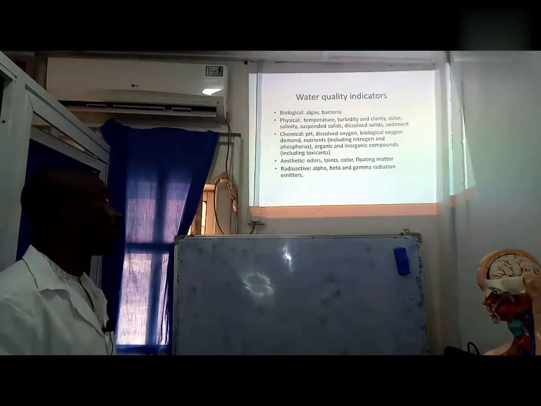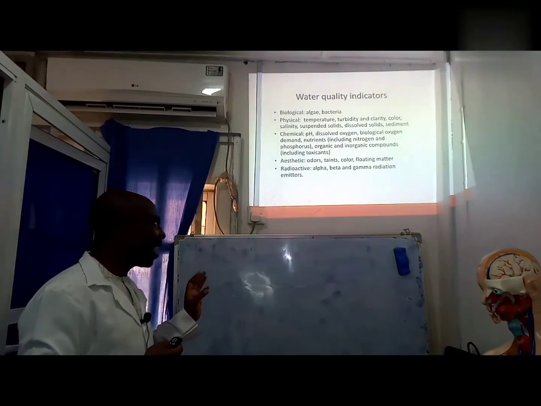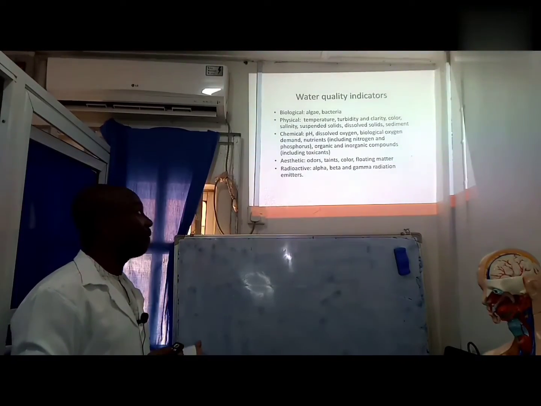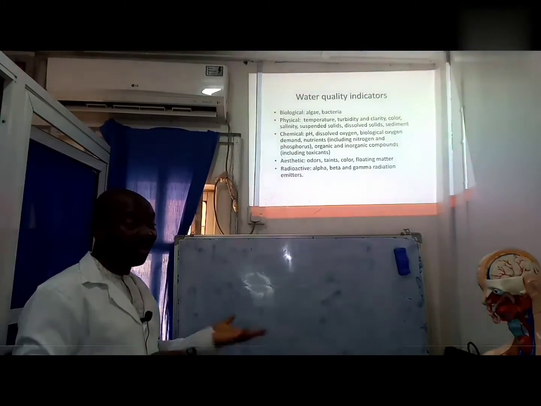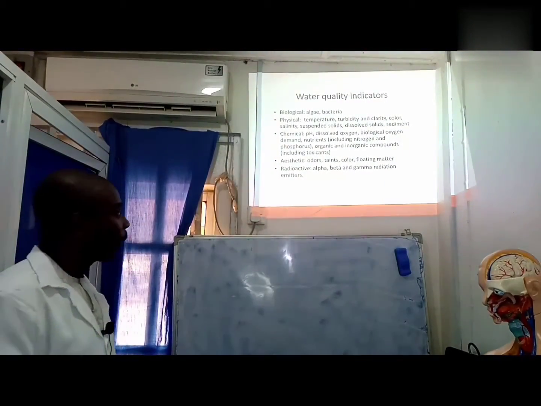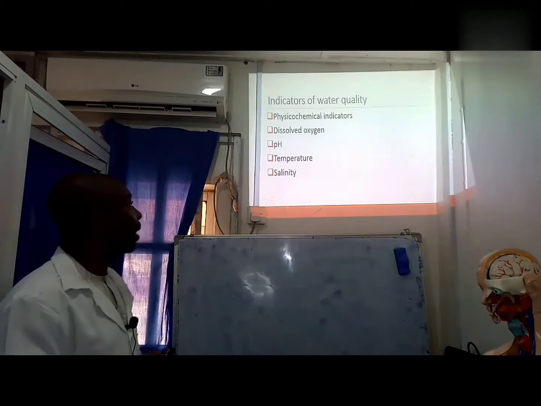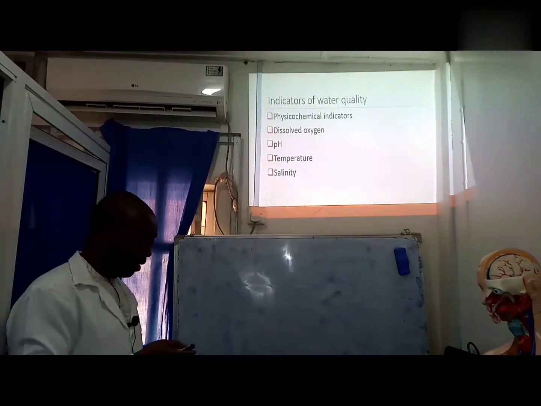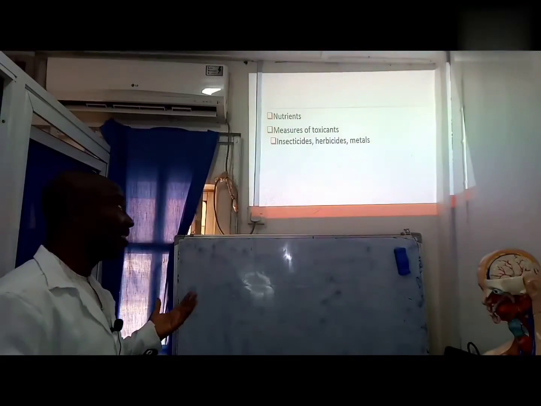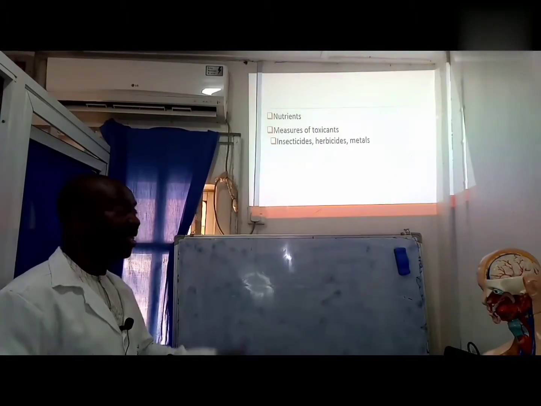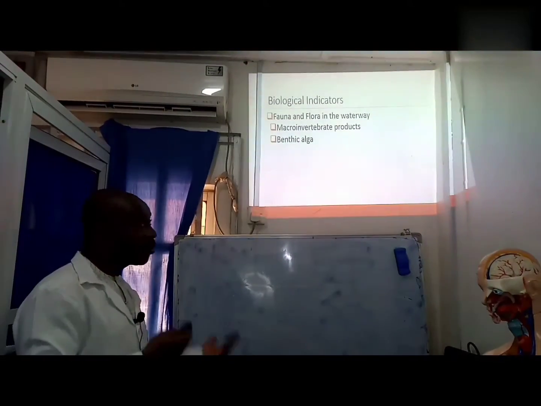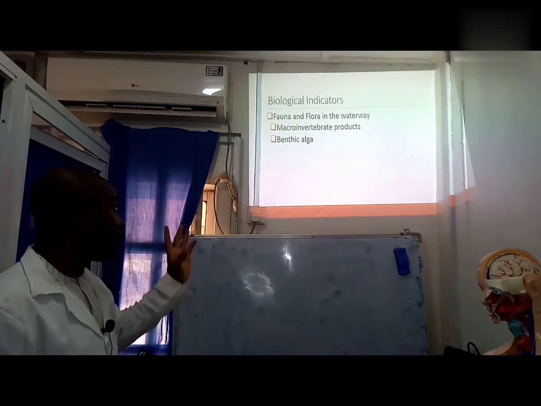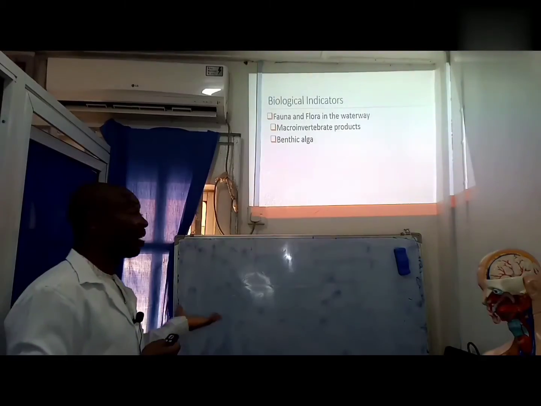Then, aesthetic indicators: does it smell? Has it tint, color, floating matter? Then radioactivity: do we have alpha, beta, and gamma radiation, emission, or particles in there? Okay. So indicators of water quality can be physicochemical indicators: dissolved oxygen, pH, temperature, and salinity. Then, do we have insecticides, herbicides, or metals present in that water? Then biological indicators: the fauna and flora in the waterway, and also the presence of some macroinvertebrates and benthic algae in the water.